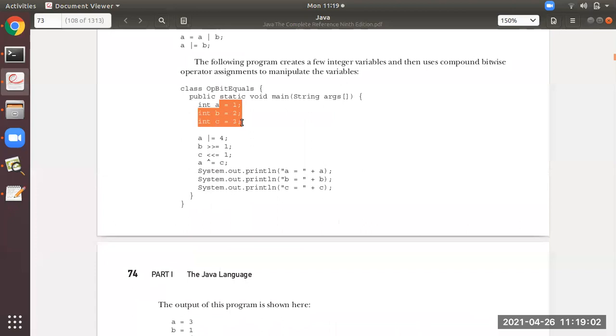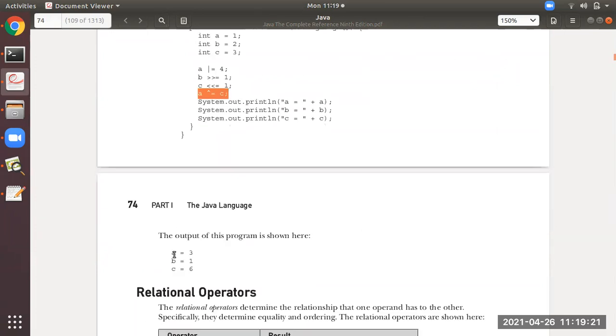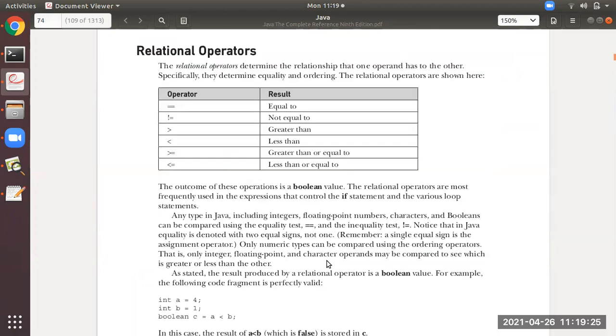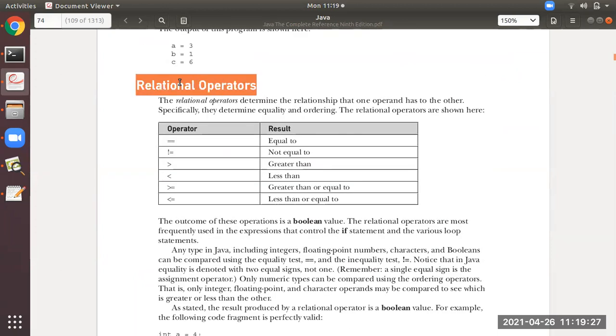Write 1 2 3 in the form of zeros and ones, and perform the OR operator with A only. Perform right shift one time for B. Over here perform left shift for C one time. Over here perform exclusive OR operation of A and C. You will get these outputs. If you're having doubt, you can ask me. It's very simple.